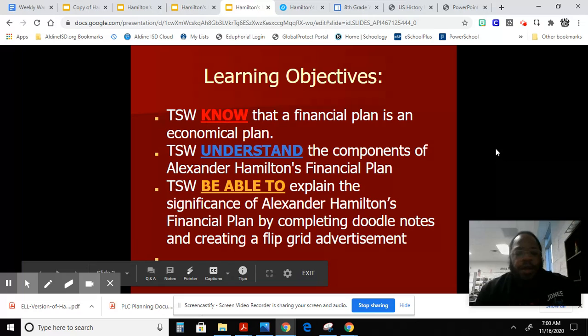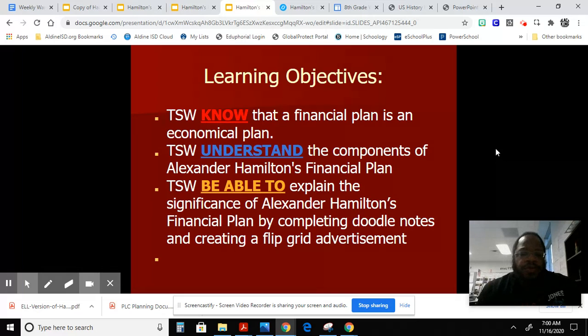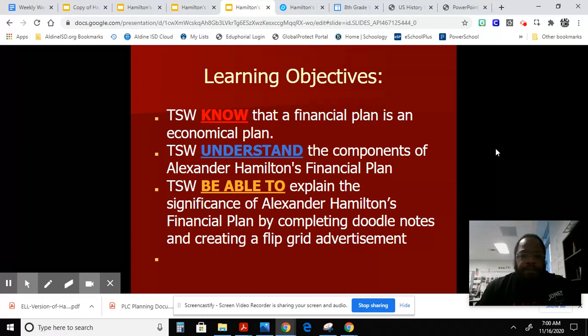So let's look at our learning objectives for today. Students will know that a financial plan is an economic plan. The students will understand the components of Alexander Hamilton's financial plan. The students will be able to explain the significance of Alexander Hamilton's financial plan by completing doodle notes and creating a Flipgrid advertisement. So these are our objectives for today.